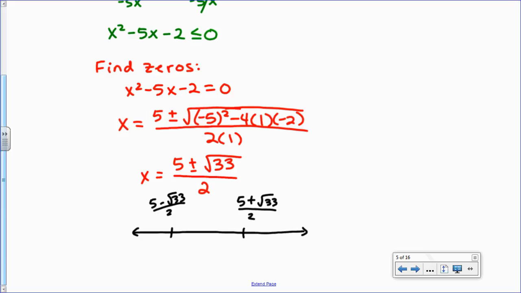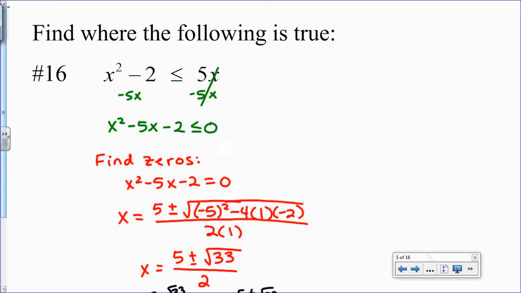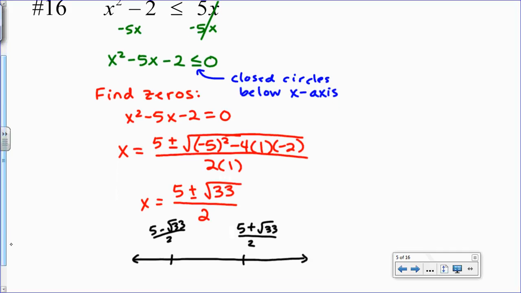Alright, so you want to go back to the inequalities where you have the 0. So this one here. So since it's equal to, I'm going to have closed circles. And less than is above or below. Okay, below x-axis. So closed circles, and I want below. Does this parabola open up or down? Up.